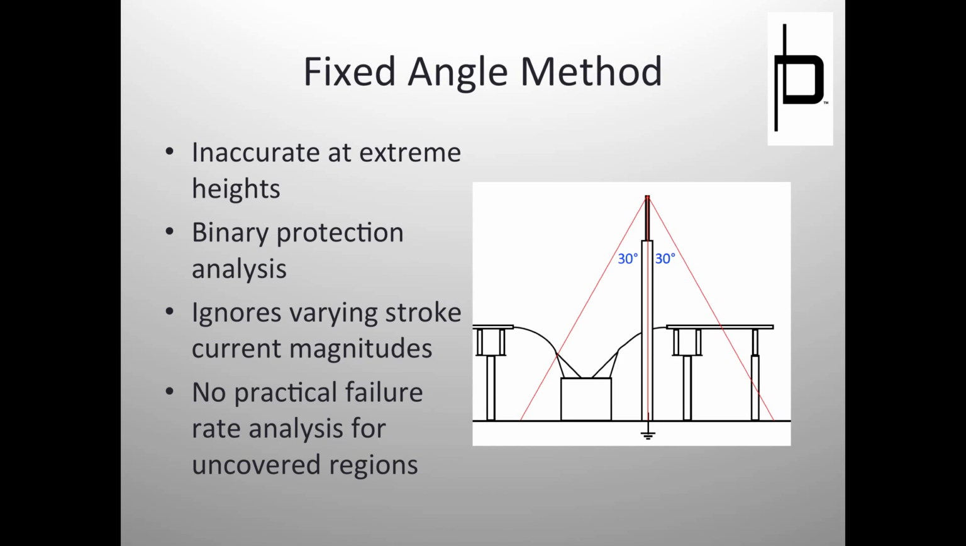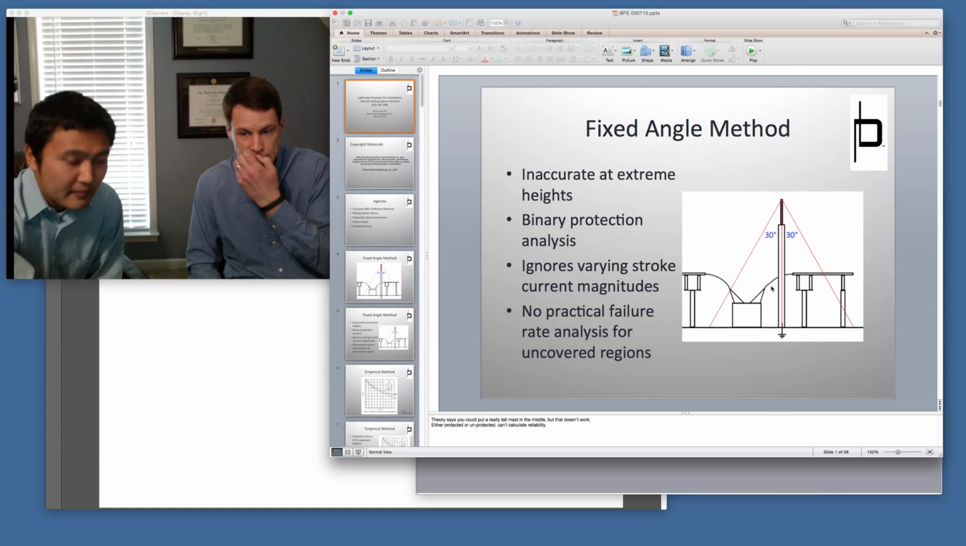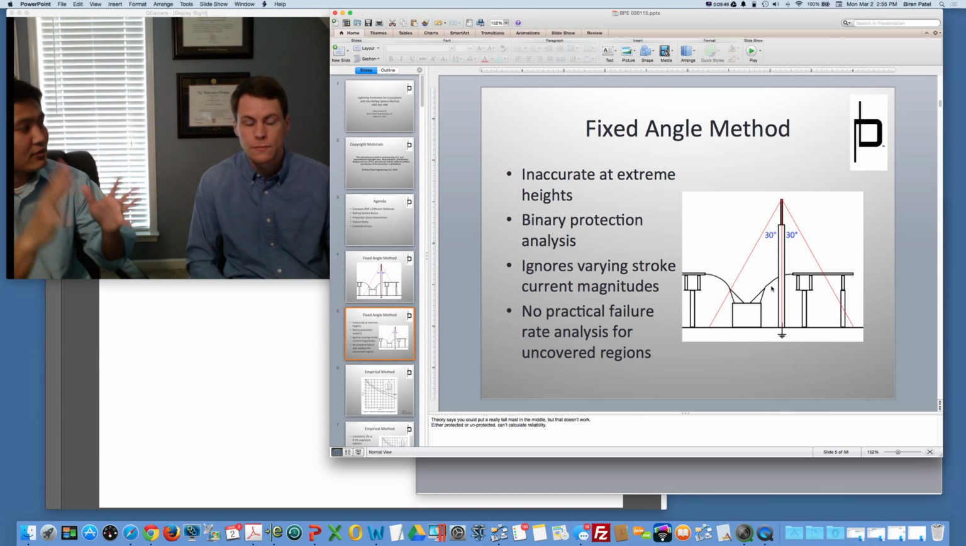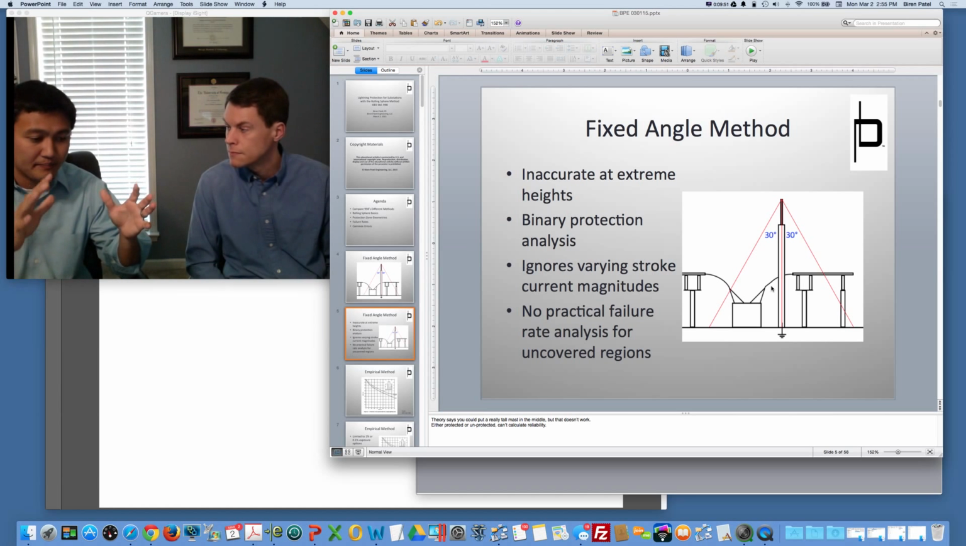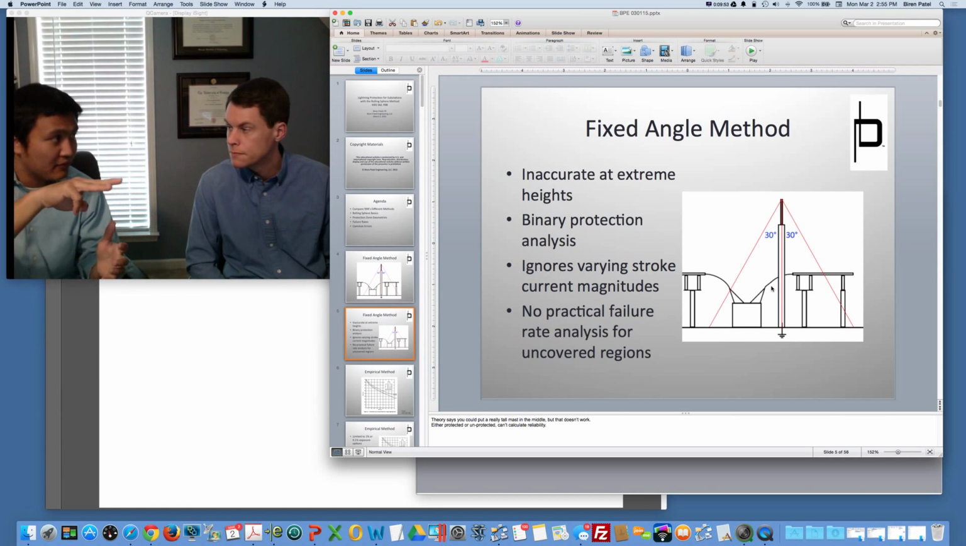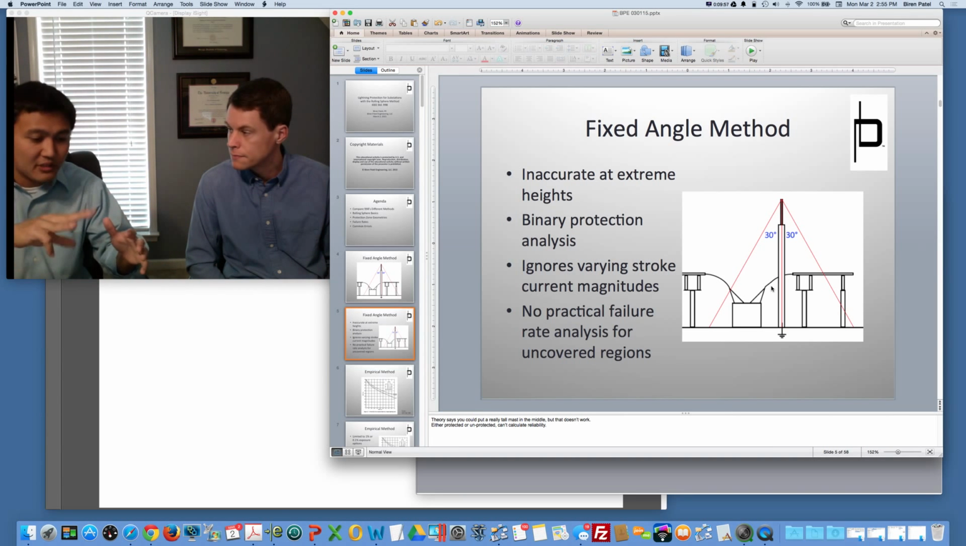So, any questions about the fixed angle method before we move on? No. It's pretty simple. Very straightforward, very simple, 30-degree cone. And it's good. Like I said, it works. Our folks in transmission lines use it. Picture a transmission line parallel to the ground. You've got your three phases of a transmission line and a pretty standard transmission structure.